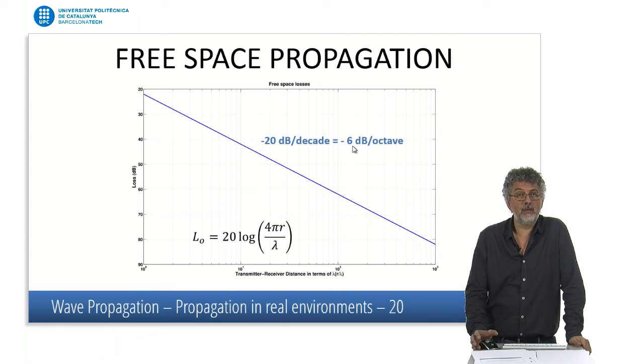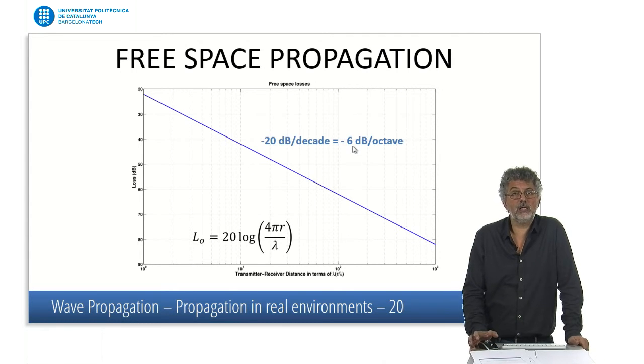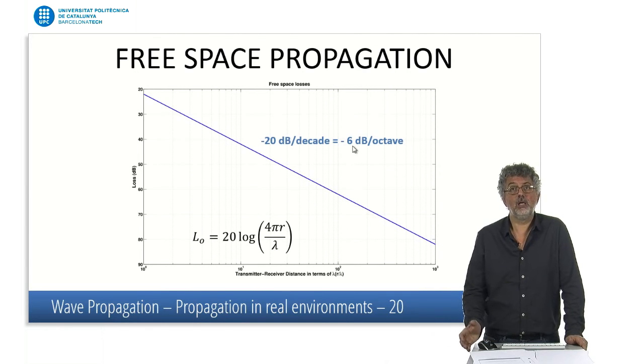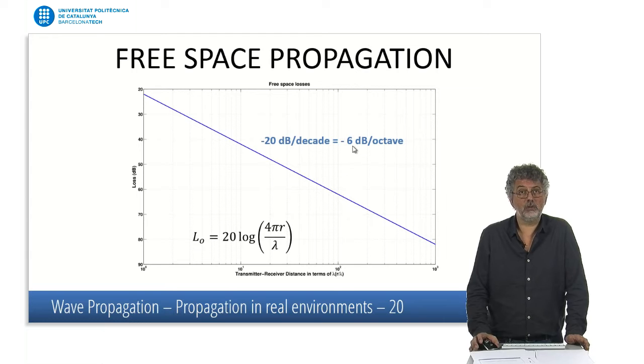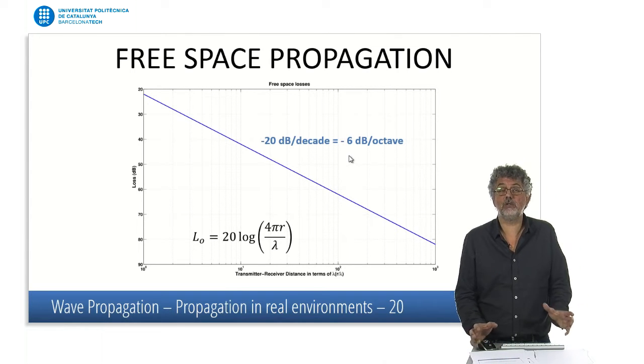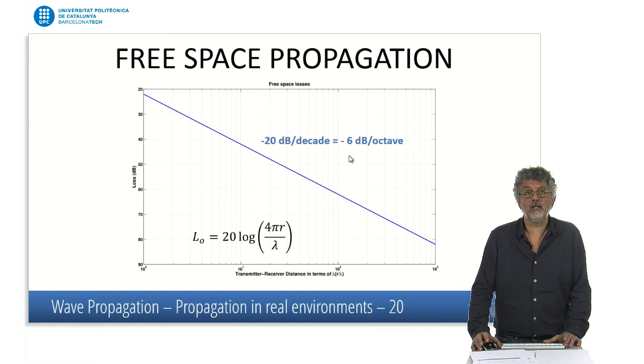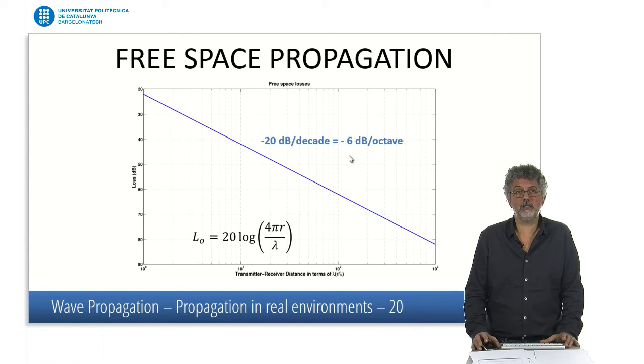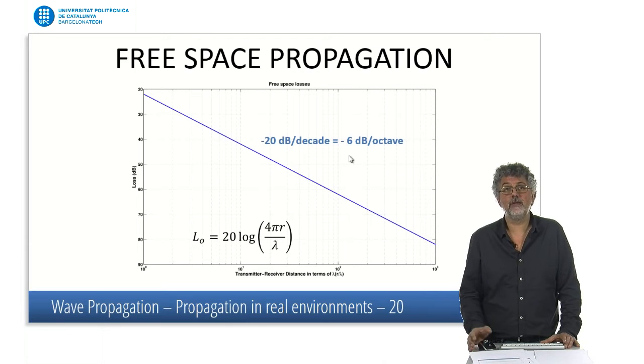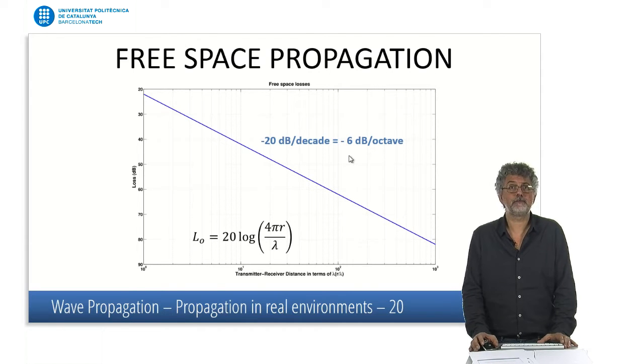So that means that if you already have a link that is operating well, and it has a distance of 10 kilometers, and we increase that distance from 10 kilometers to 20 kilometers, then we only have 6 additional dB of losses due to free space propagation. So that's the first thing we have to take into account, that free space propagation actually operates in a different way than in guided systems, in which attenuation is proportional to the distance.